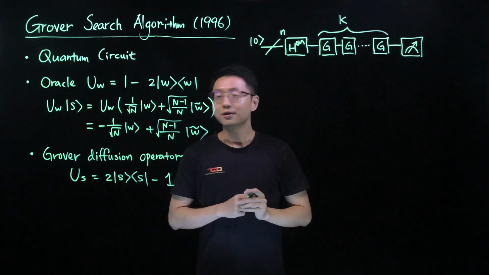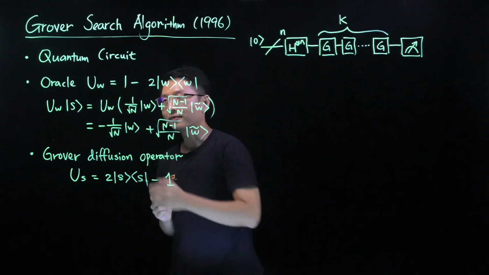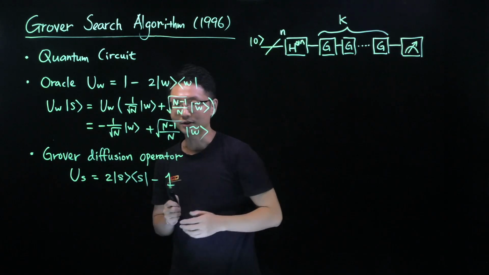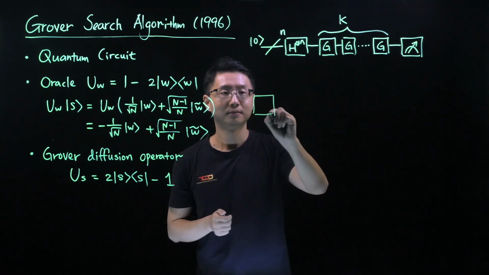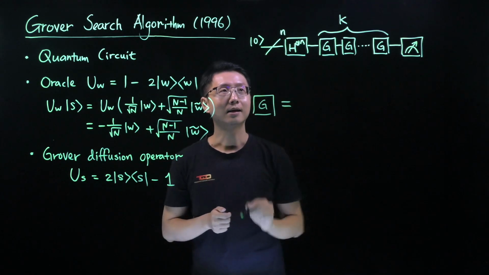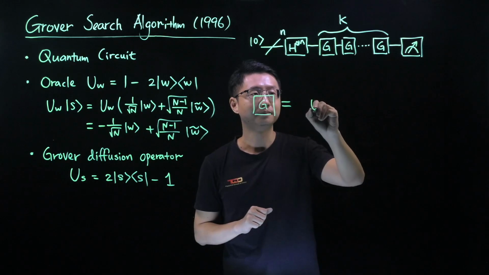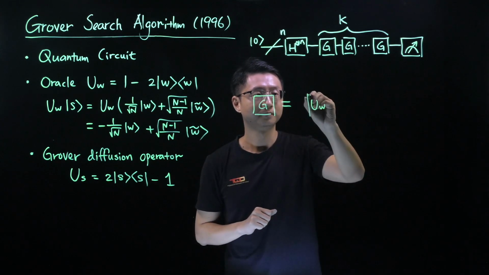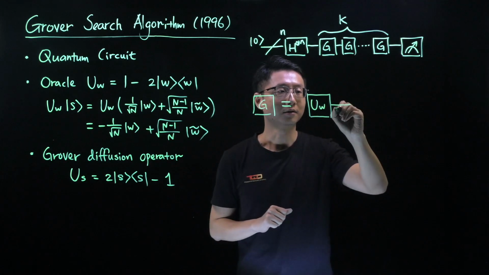Okay, so the Grover iteration is made up of 2 steps. The first step is the oracle and the second step is the Grover diffusion operator. So the G over here is the same as first the action of the oracle. Okay, and so all these are n-qubit.